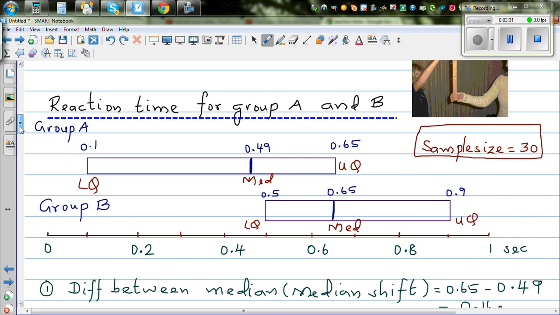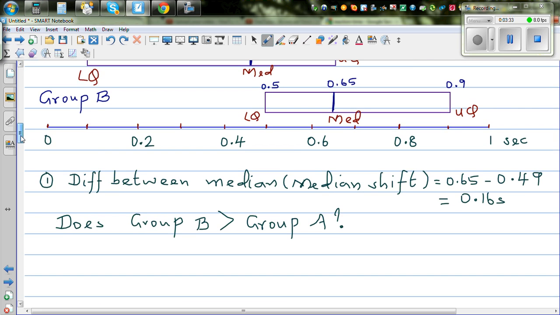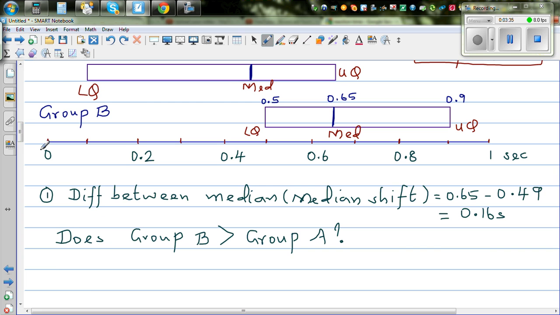Now, to answer this question, we need to look at the overall visible spread. The second thing that we need to calculate is the overall visible spread. Now, overall visible spread is the difference between the higher upper quartile and the lower quartile.